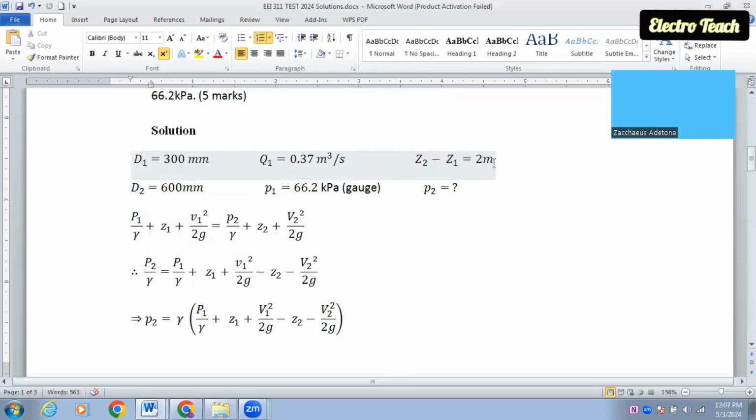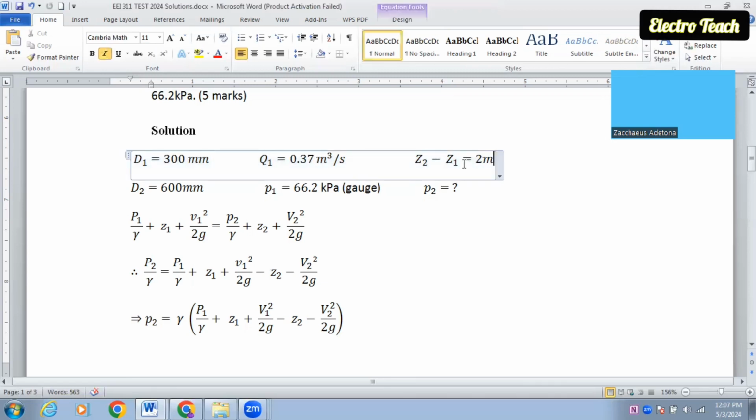Then we have Z2 minus Z1 is equal to 2 meter because point B is higher than point A, and that means Z2 is above Z1. So Z2 minus Z1 is 2 meter. You can realize here that they didn't give us the specific heights for point 1 and point 2, or point A and point B. But you could see the difference between them by just writing it this way. Z2 minus Z1 is equal to 2 meter.